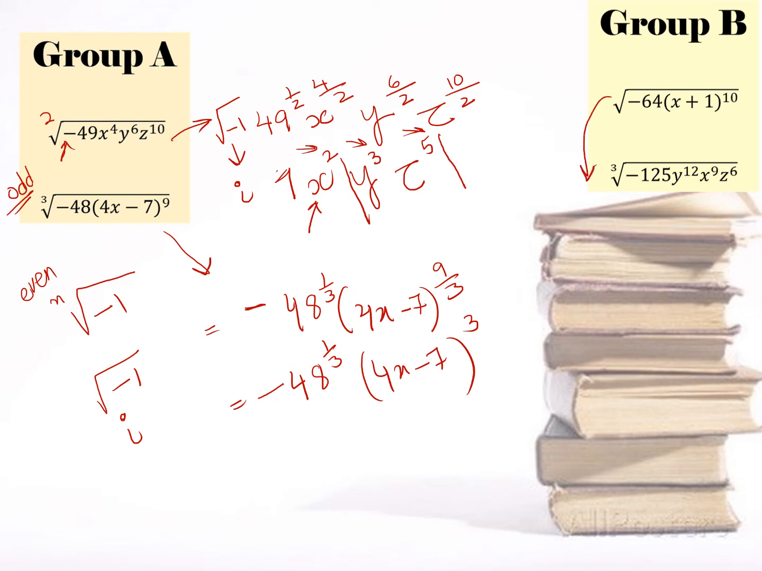Solve group number B, question number 2. So here you have again a negative. So as I said, ignore the negative sign or write the negative 1 as it is. The rest you solve. That will give you 64. There is no index. It means it is 2. 64 to the power half. Then you have x plus 1 whole to the power 10 over 2, in over out. The square root of negative 1 can be written as iota.